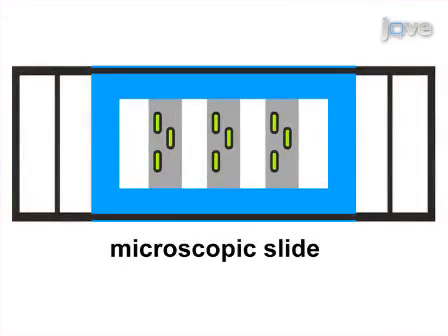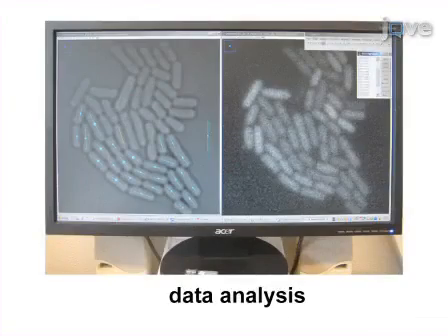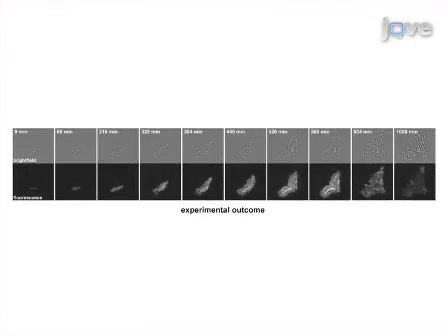Next, a microscopic slide on which the bacterial cells will grow into a microcolony monolayer is prepared. Then, a time-lapse fluorescence microscopy movie is recorded. Finally, the movie is processed and the data is analyzed. Ultimately, results can be obtained that show development of a single bacterial cell through time-lapse fluorescence microscopy.